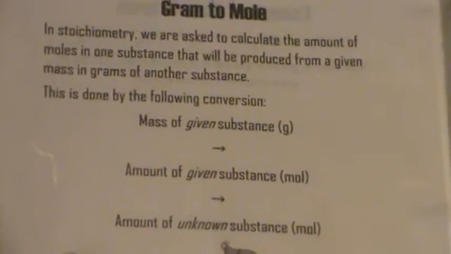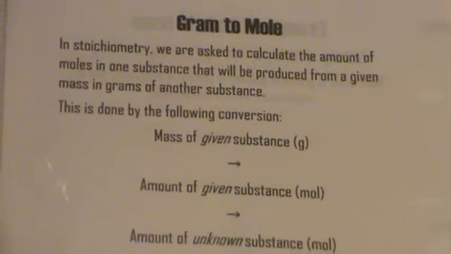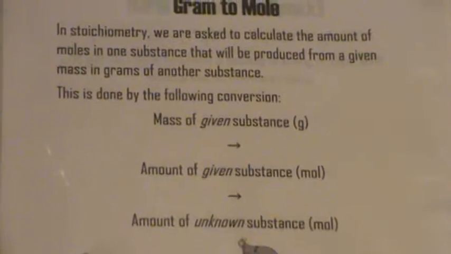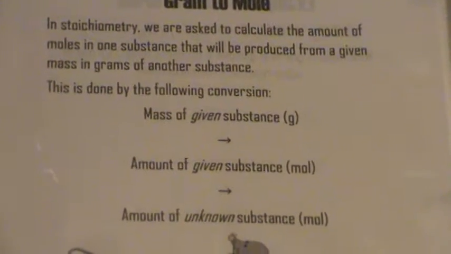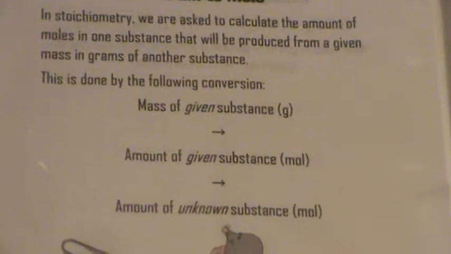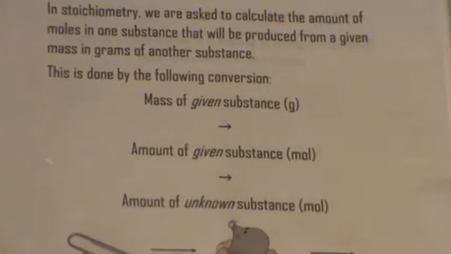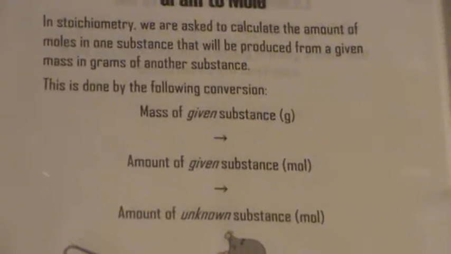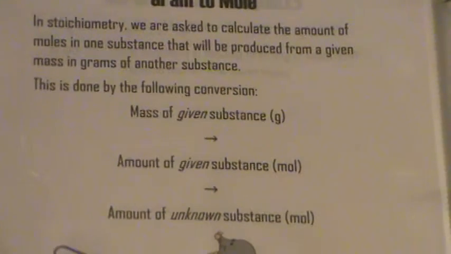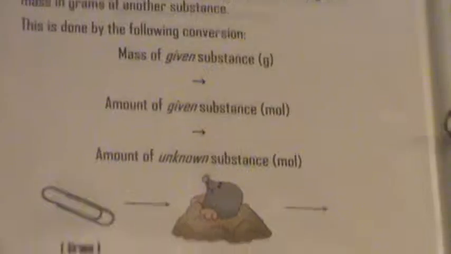Gram to mole. In stoichiometry, we are asked to calculate the amount of moles in one substance that will be produced from a given mass in grams of another substance. This is done by the following conversion: the mass of given substance in grams, the amount of given substance in moles, and the amount of unknown substance in moles.